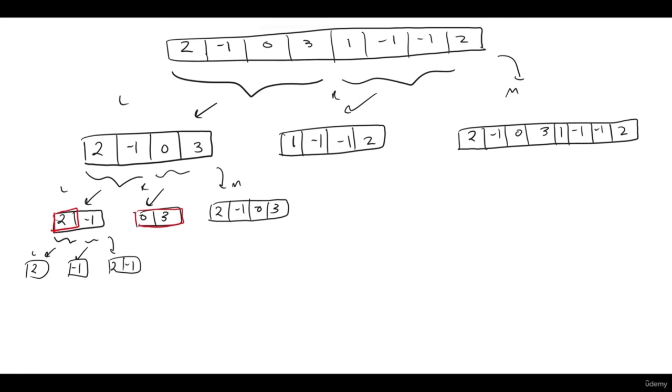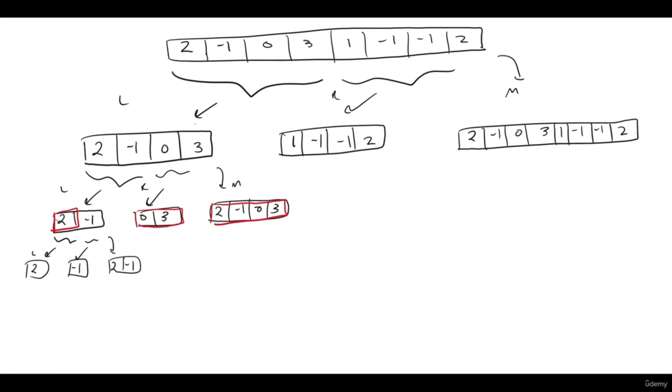And this is very interesting, and I want to explain something right here. Let's just say that we start off by including this element on the right side. And let's just say that this was not 3, but it was negative 3. Well, if this was negative 3, we're not going to include it because it decreases our maximum sum.